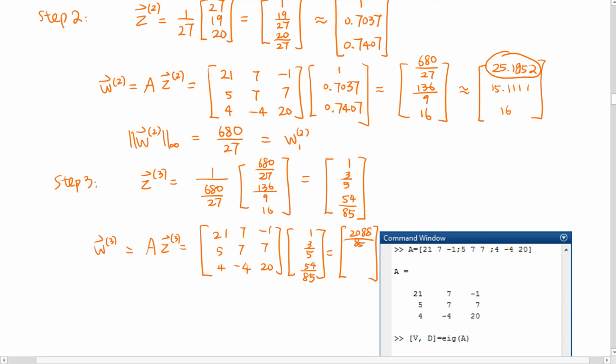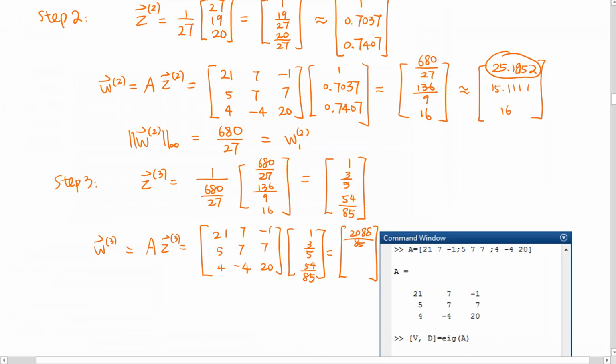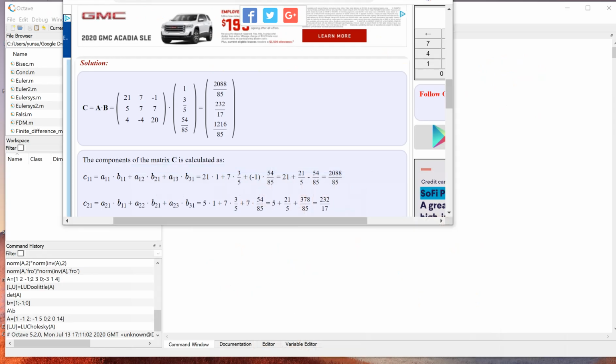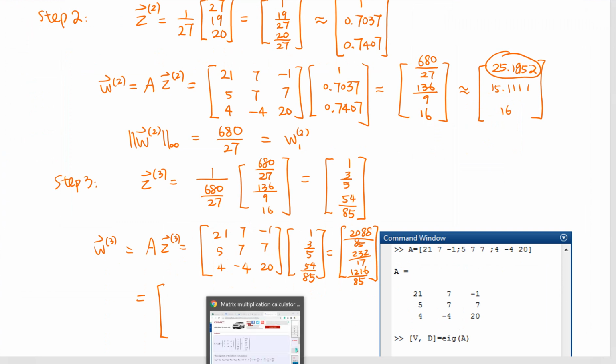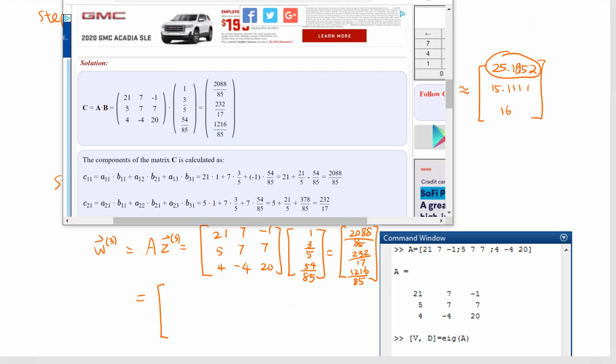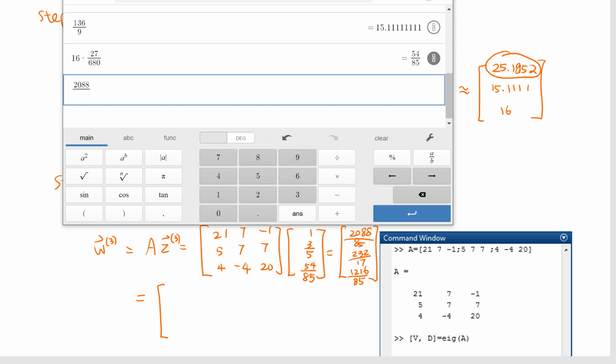Okay, and next. What is next? 232 over 17. And then 1216 over 85. Okay, what is this number? Yeah, because fractions, right? Let's make it into decimals, then we can see it. So if you're using your graphing calculator, then you can switch to decimals or fractions as you want easily.